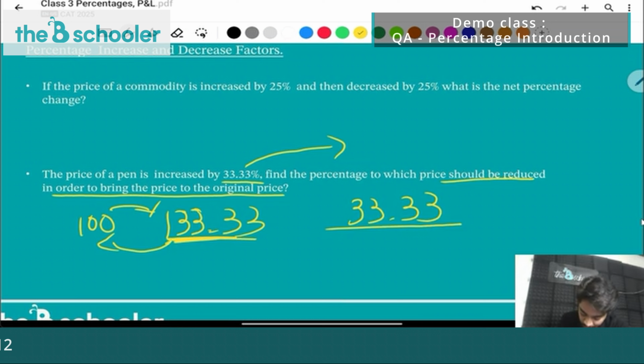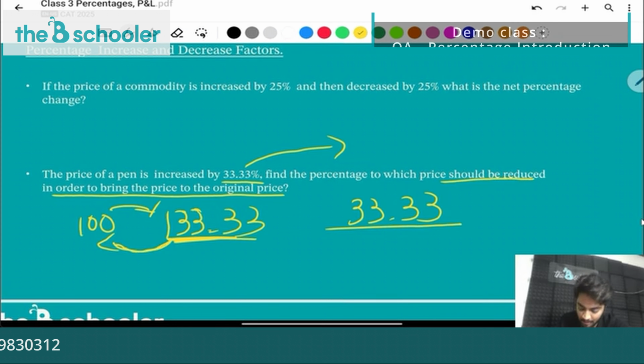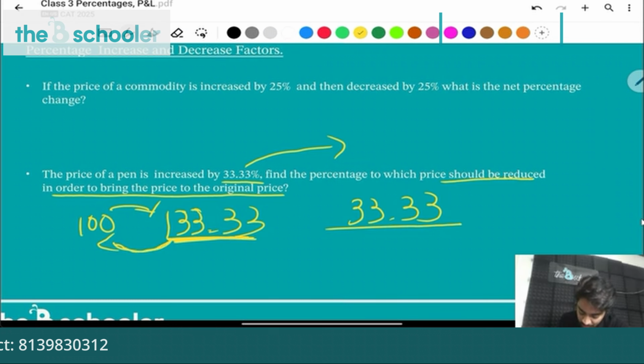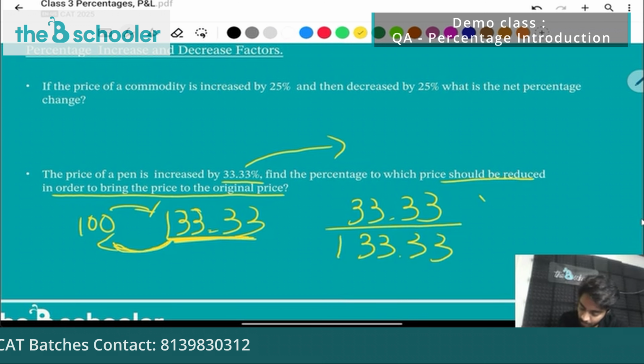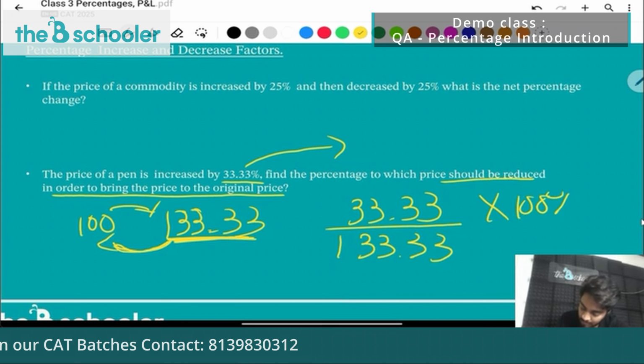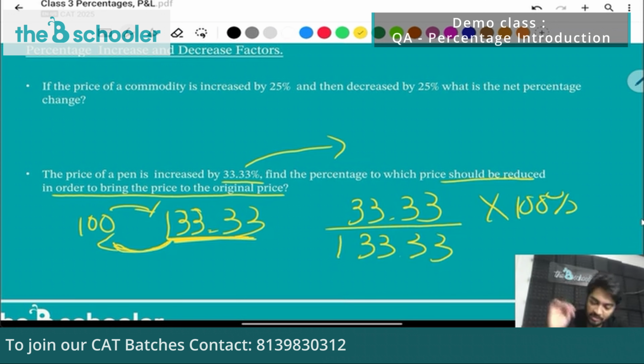Right? Based on this, we are talking about a percentage drop, right? Compared to 133.3, what should be the percentage drop in order to make it 100? So 133.33 into 100 percentage, you can calculate this. This is going to be the answer. This is the conventional way of doing it.